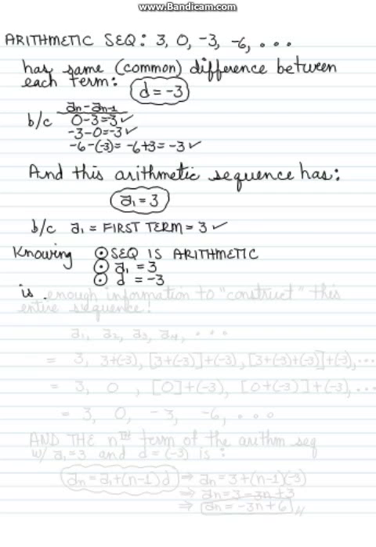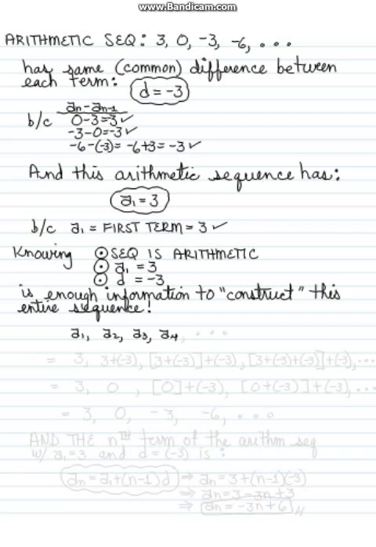Now, that is enough information for us to construct the entire sequence. Yes, because we know this property of arithmetic sequences. You just start with the first term and add D. Take that result, add D. Take that result, add D. And you keep getting successive terms.